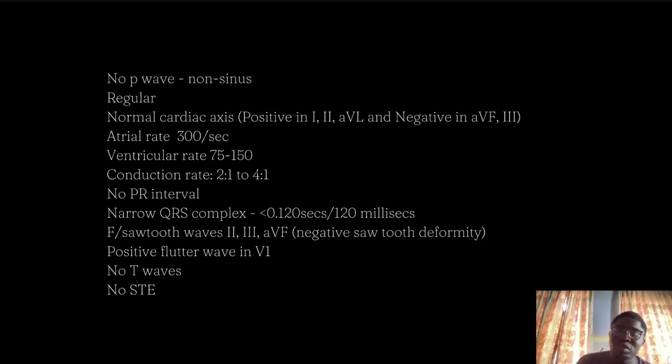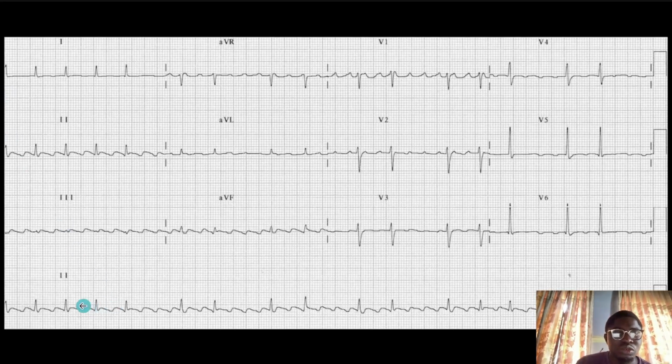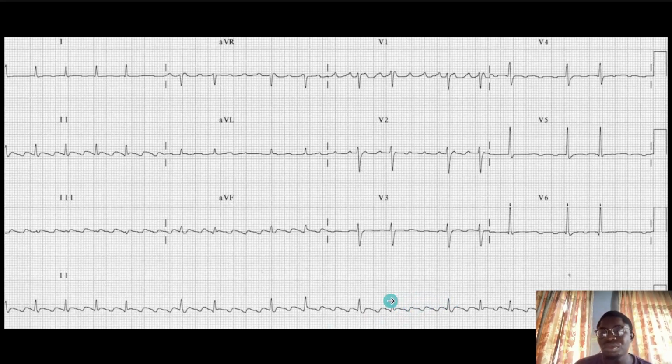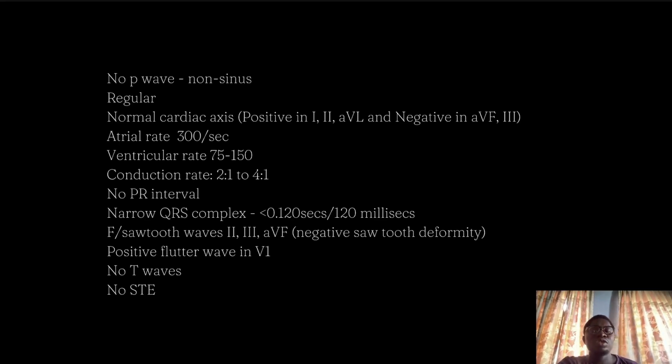So in some instances, we see 2 big boxes between the ventricular complexes, so it is 300 divided by 2, which is 150, and in some instances we see 4 big boxes in between the ventricular complexes, which is 75. So the ventricular depolarization rate ranges from 75 to 150. The conduction rate then is 2:1 to 4:1.